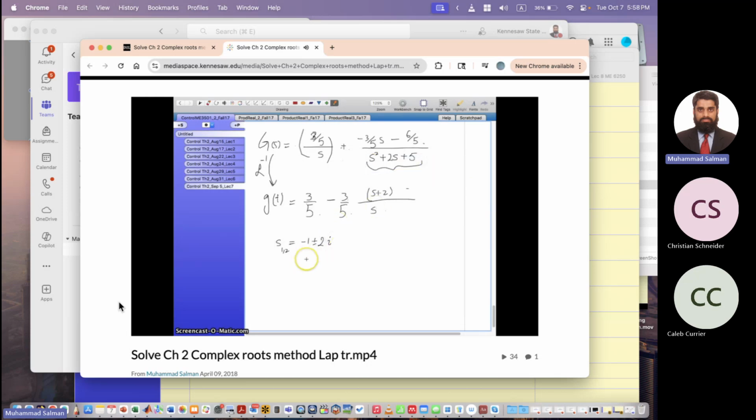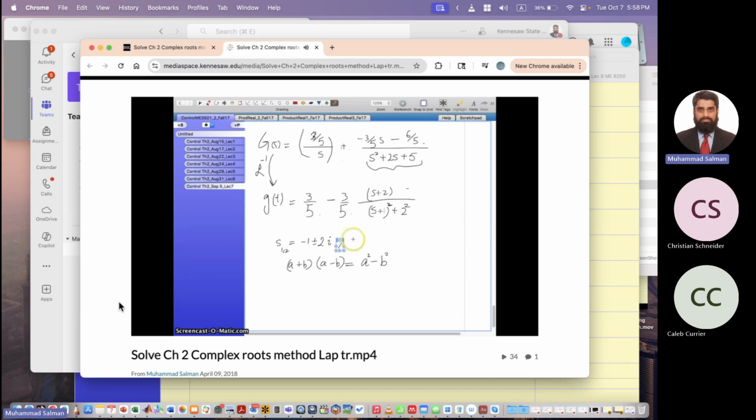So if I write them down, I can write them like this: s plus 1 square plus 2 square. Do you understand this thing? I just split up these two roots, multiply them, and you get this answer. If you are still not clear, let me go back to your old knowledge. A plus b, a minus b. What is that equal to? A square minus b square.